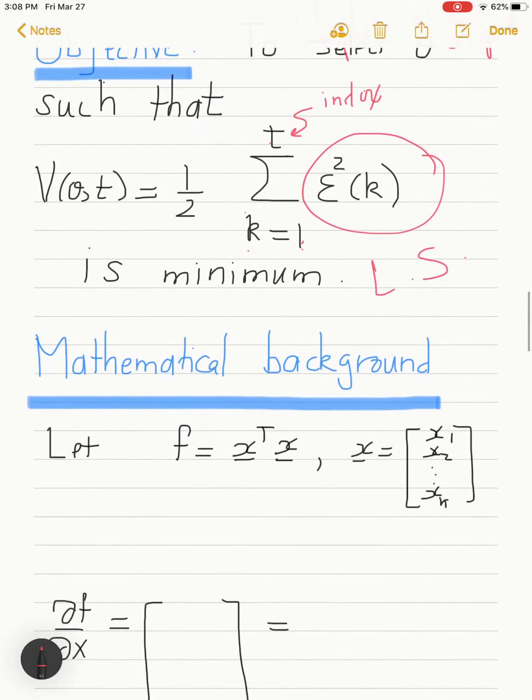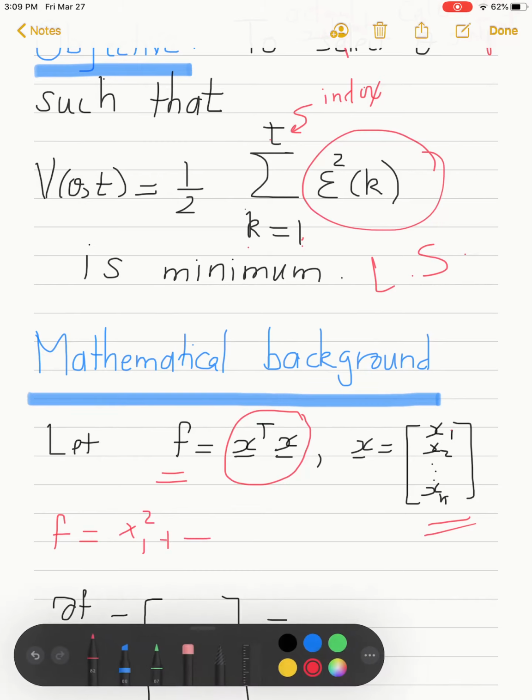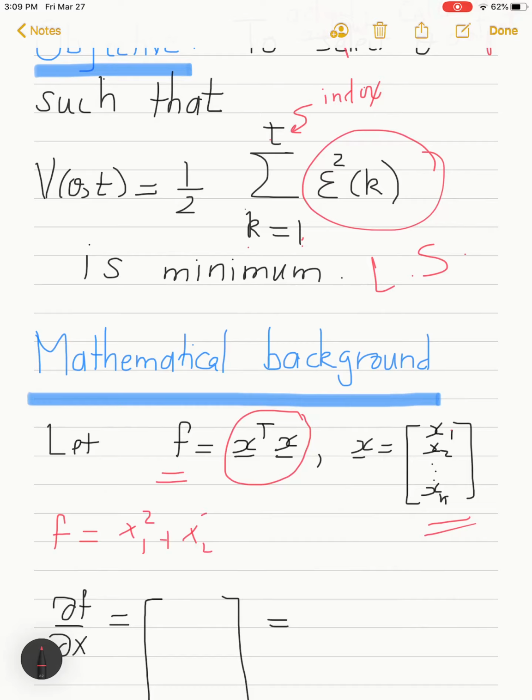In order to do the minimization, I'm just going to introduce some mathematical background. Suppose that you have a function f which is a product of x transpose x. X is a vector that is composed of n components from x1 up to xn. So if I like to write f, it would be x1 squared plus x2 squared, and so on, up to xn squared.